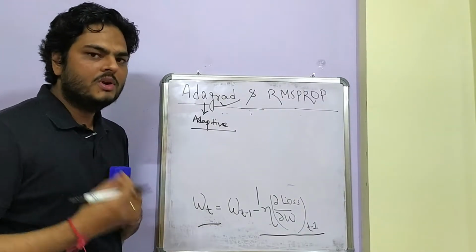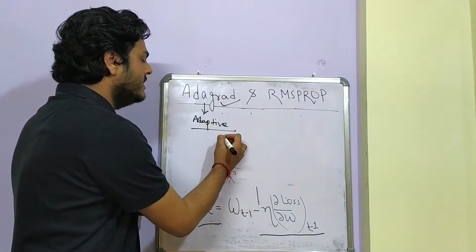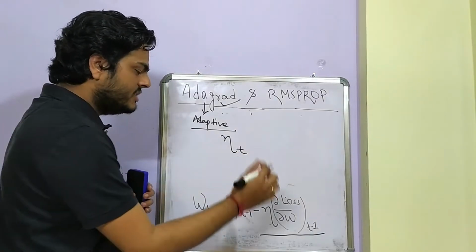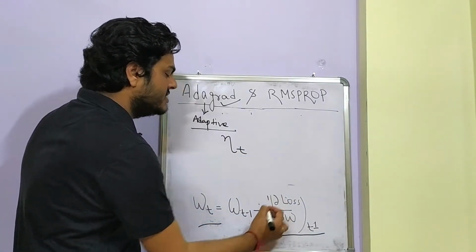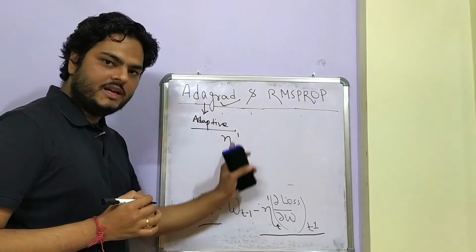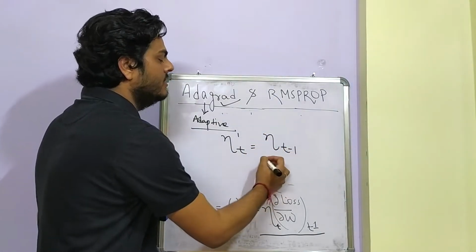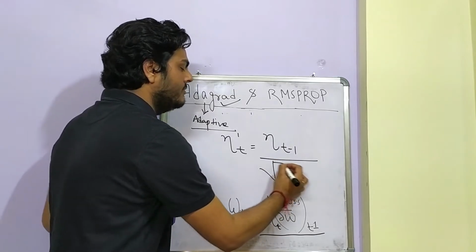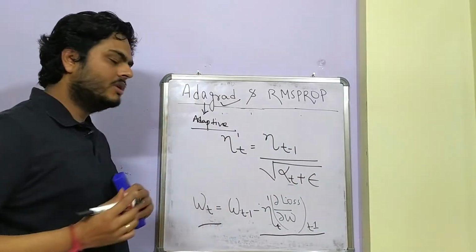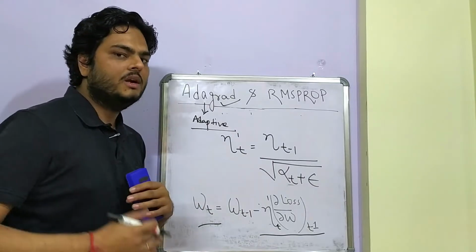So what is that different formula? This learning rate at time t, denoted by eta t dash, will be the learning rate at time t minus 1 divided by the square root of alpha at time t plus epsilon. Now what is this alpha t and what is this epsilon? That is what we will understand.